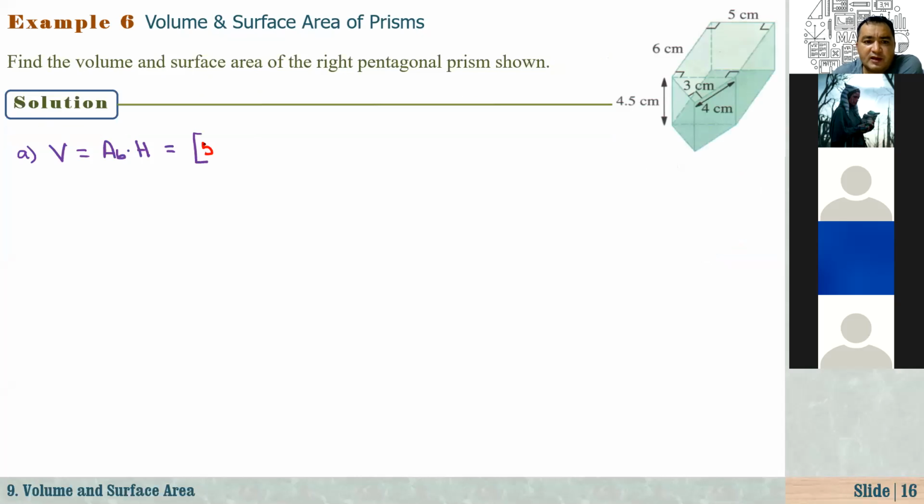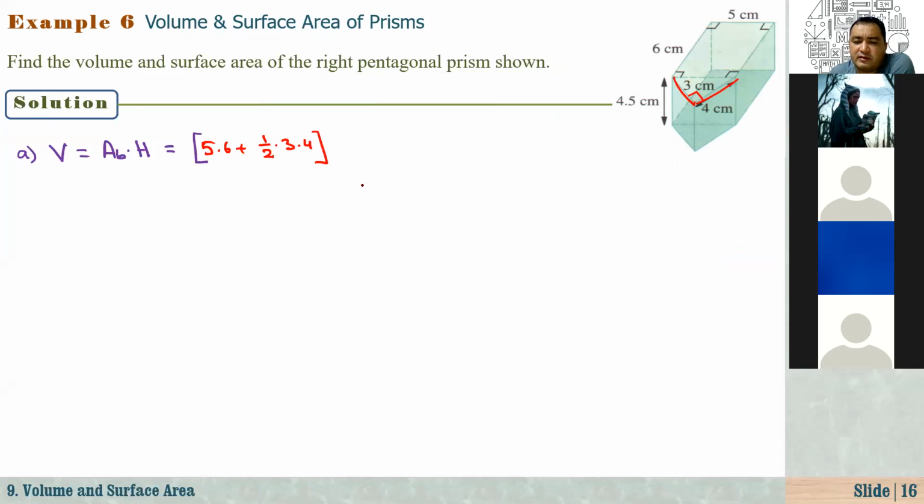Okay, the rectangle is 5 times 6. And how about the triangle? As you see here, that one is 3, and that is 4. And also this one shows that it's a right angled triangle, right? So its area is 1/2 times 3 times 4.